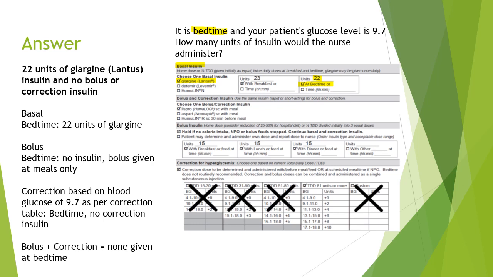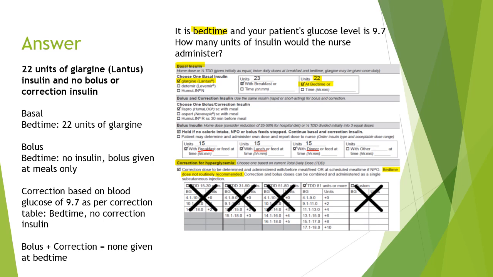If you look at the bolus insulin box for the times that you're supposed to give bolus, it indicates that you're giving bolus at breakfast, lunch, and dinner. And because it's bedtime, you don't give any bolus insulin, which also means that you're not giving any correction insulin as well. If you look at the correction for hyperglycemia box, the second sentence underneath will indicate bedtime dose not routinely recommended. If you think about it, it makes sense, because if the patient doesn't have any caloric intake as they go to sleep, giving them a bolus and correction dose of insulin doesn't make sense, because we'd only put them at risk for hypoglycemia while they sleep. So again, not a good idea and not very safe.